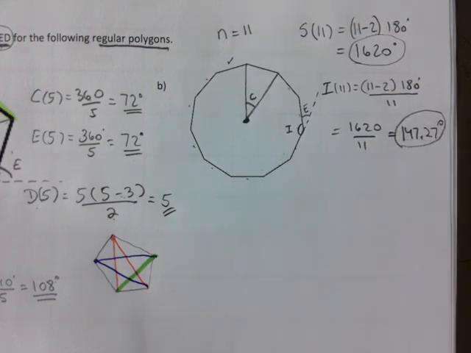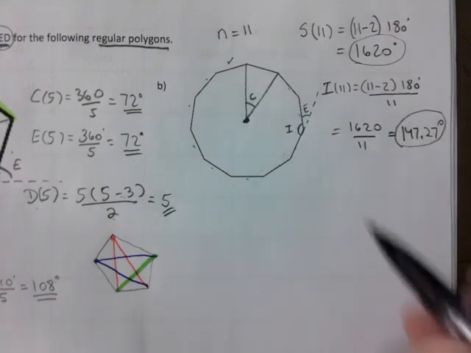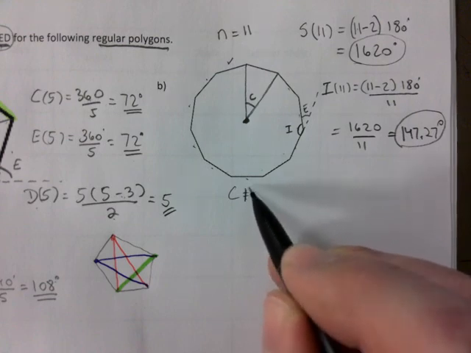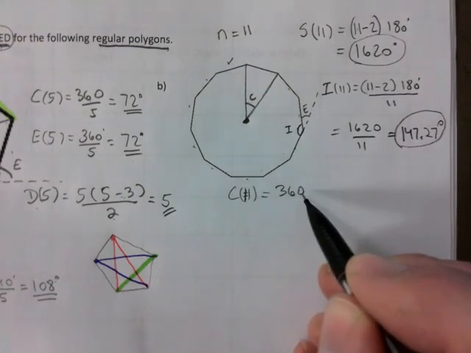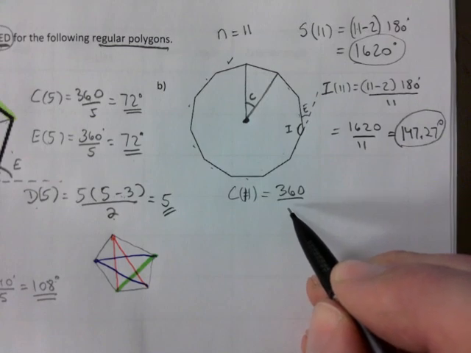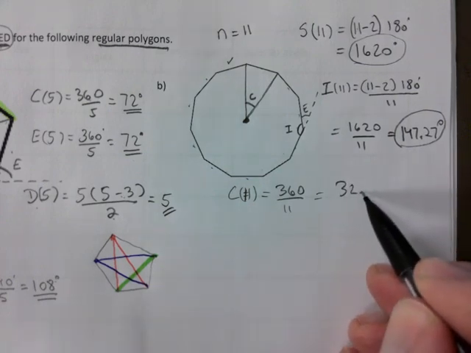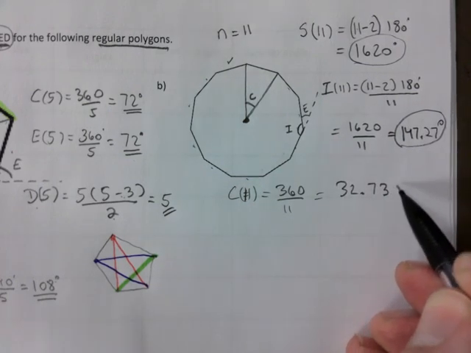Each interior angle would add up to that, okay? The central angle of an 11-sided polygon would be 360 divided by 11, which is 32.73 degrees.